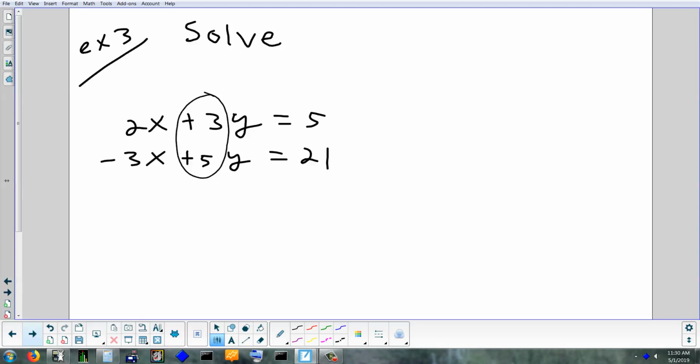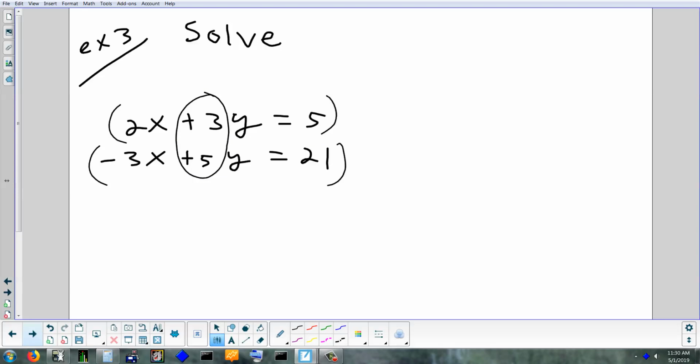So we've got to figure out what the target number is. The target number is the least common multiple of 3 and 5. So what's the least common multiple of 3 and 5? 15. So our goal is to make one of these numbers a 15 and make one of these numbers a negative 15. Right? What could I multiply the top equation by to make that happen?